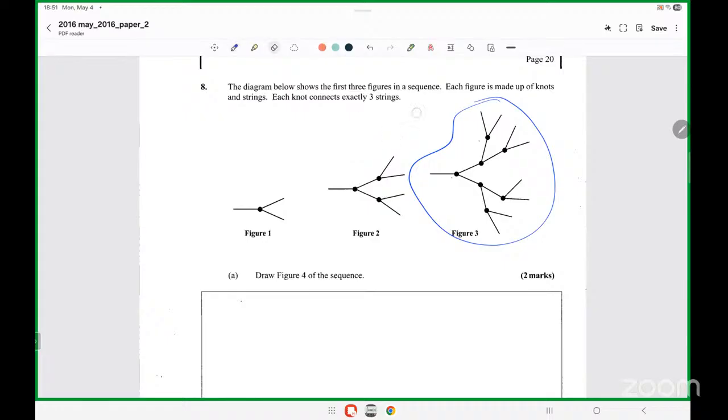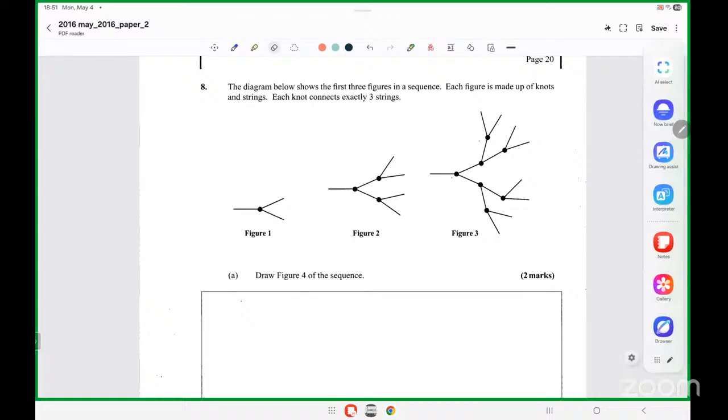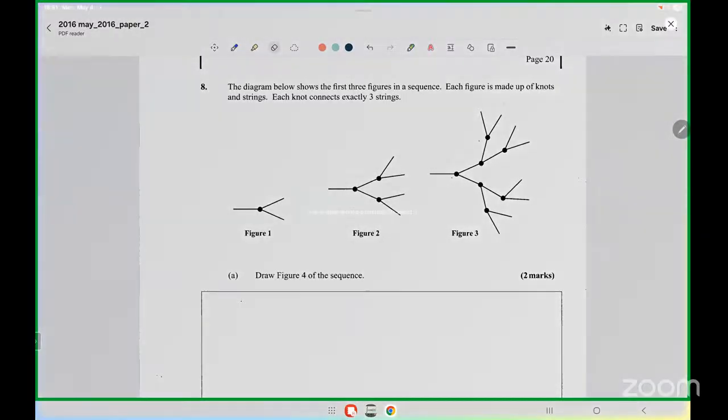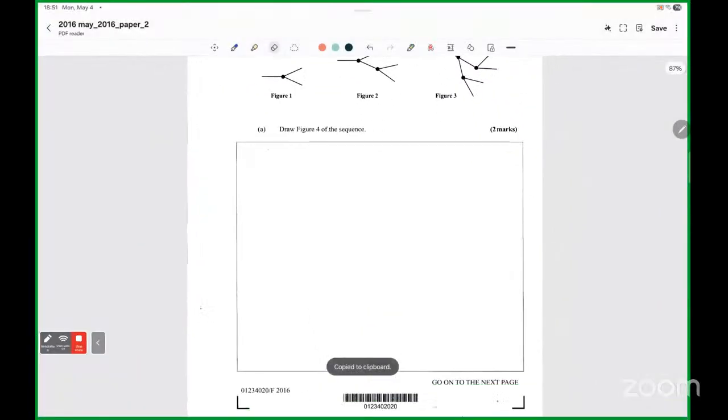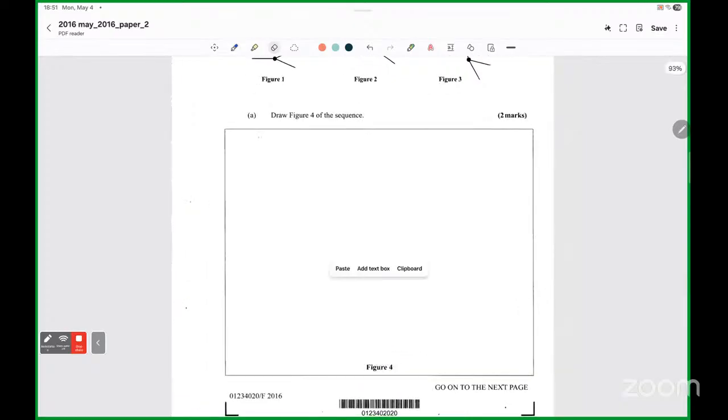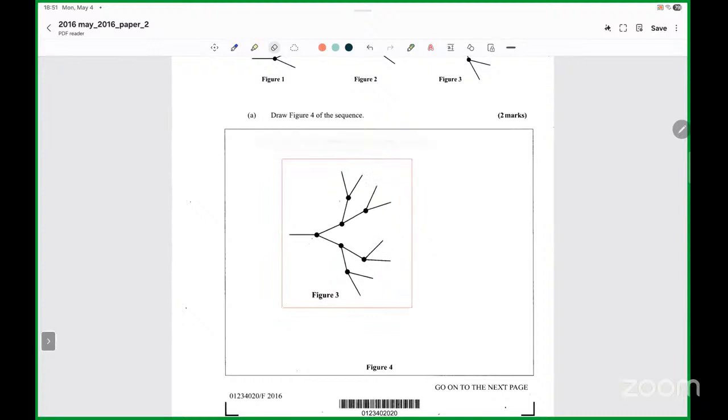Now I have the device, so I'm going to use the device. I'm going to copy this figure 3 here, and I'm going to paste it right here. As I have the device, it makes sense I use it, doesn't it?